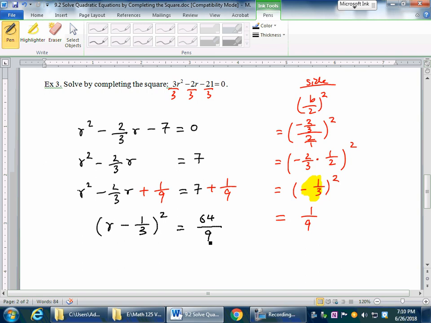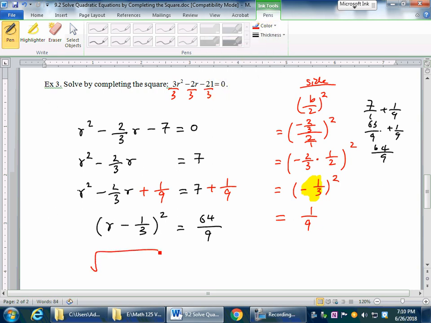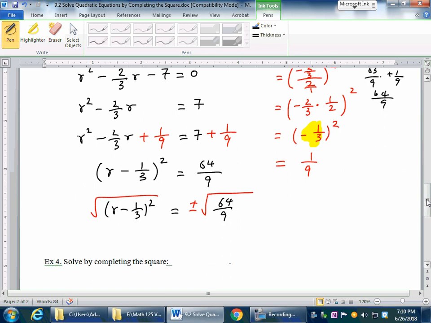Because I basically do it mentally. You can use a calculator or you can do it by hand. 7 over 1 plus 1 over 9. So when I multiply top and bottom by 9, that will be 63 over 9. So it's just 64 over what? 9. Okay. Now we can use the square root property to take the square root on both sides. So square root and plus or minus square root. Don't forget the plus or minus sign. Of r minus 1/3 squared equal to 64 over 9. Which gives us r minus 1/3 is equal to plus or minus 8 over 3.